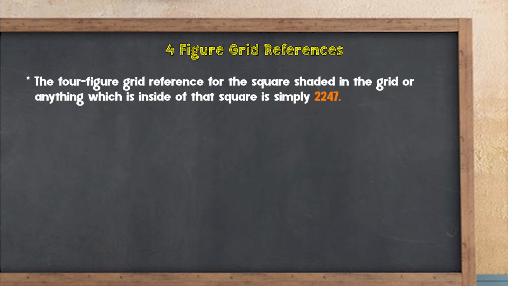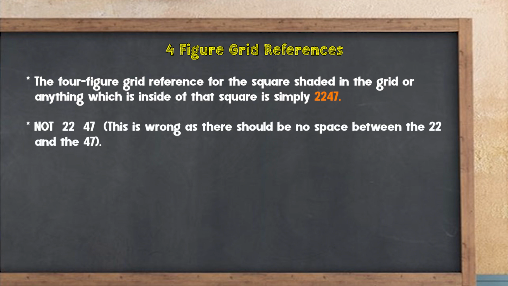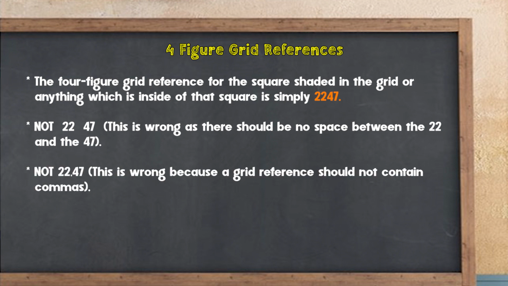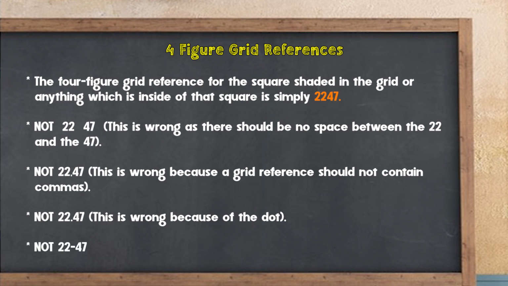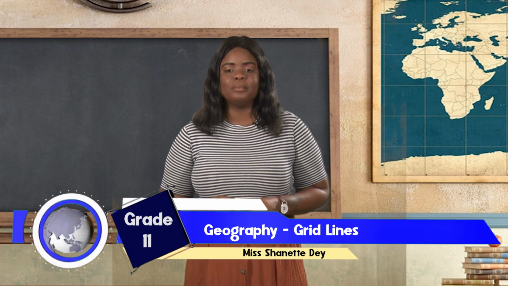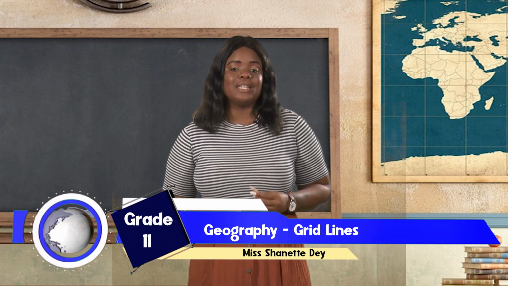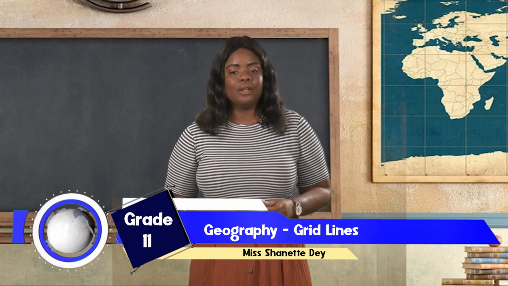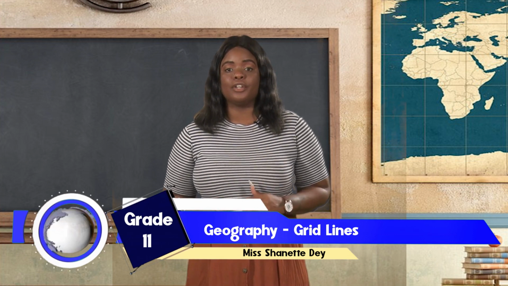In other words, the 4-figure grid reference for the square shaded in the grid above, or anything which is inside of the square, is simply 2247. Not 22 space 47, not 22 comma 47, not 22 dot 47, nor 22 dash 47. Always remember that to give the 4-figure grid reference for an object, you must state the number of the easting immediately to its left, followed by the northing directly under it.